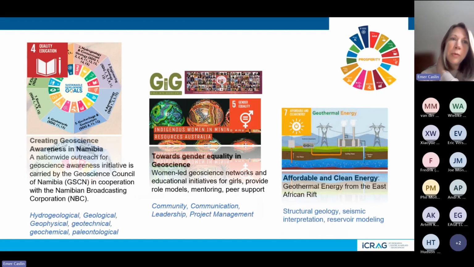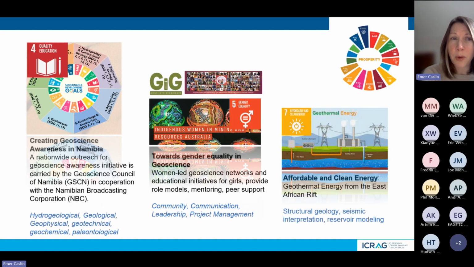And then some of the other ones, we call these under prosperity. It was quite difficult to classify which was people, planet and prosperity, so they're certainly open to argument. We had the communication side of things, creating geoscience awareness in Namibia. They had a nationwide outreach geoscience awareness initiative where they had broadcasting programs around geoscience.